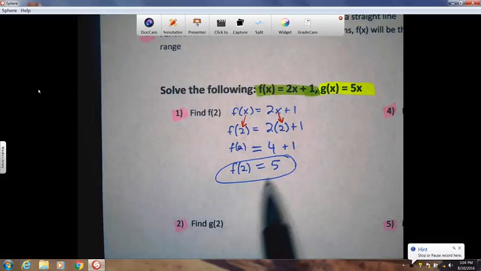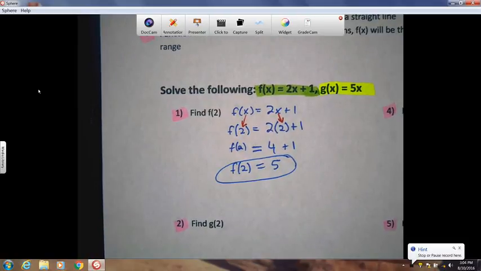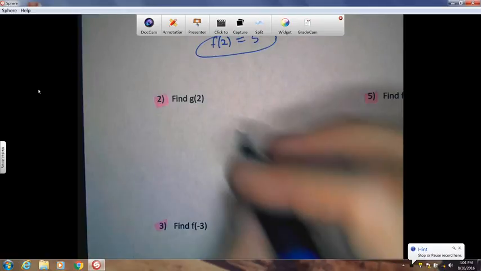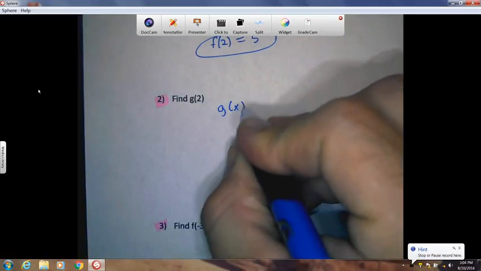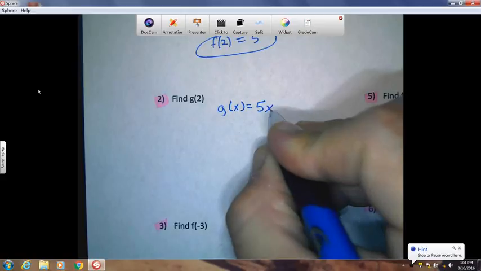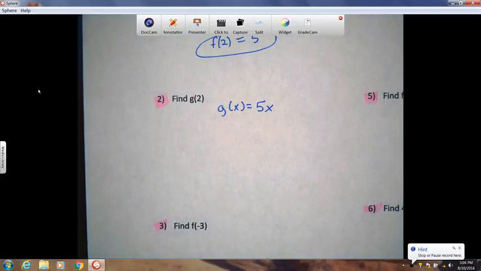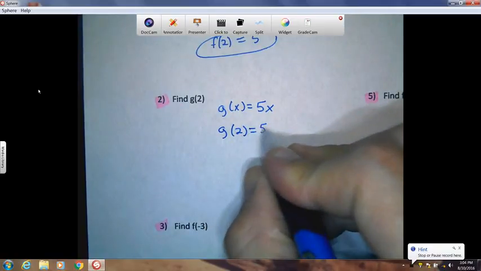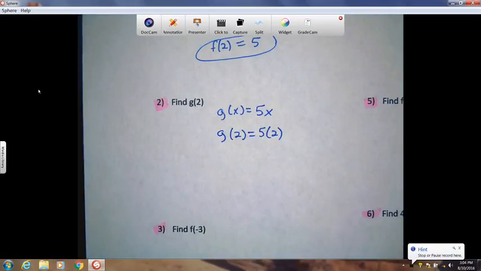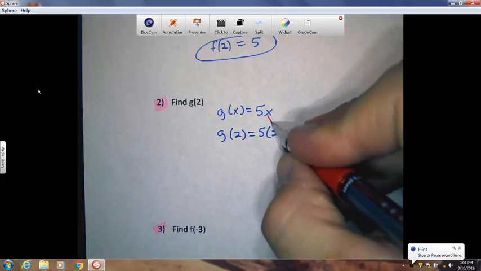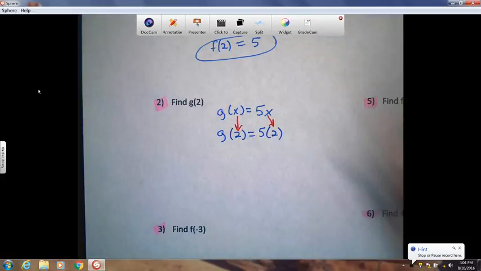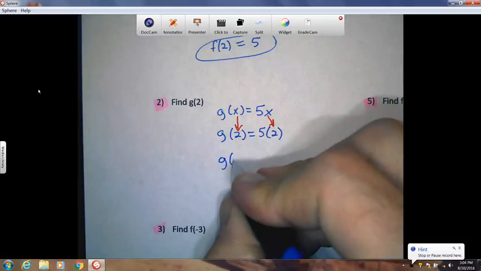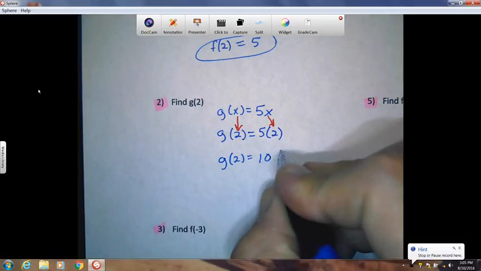Let's look at number 2. It says find g of 2. Well, g of x is equal to 5 multiplied by x. So g of 2 is equal to 5 multiplied by 2. Notice how there was an x, now there's a 2. So g of 2 is equal to 10.